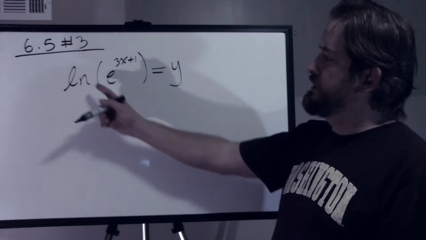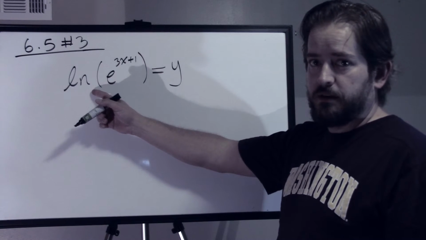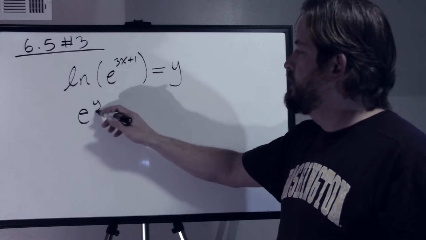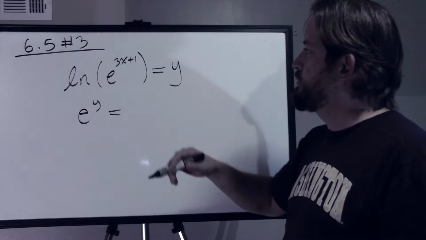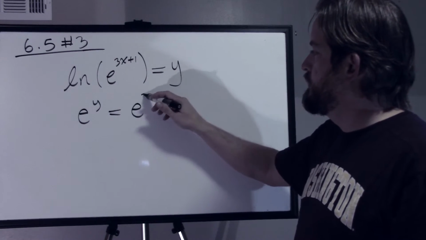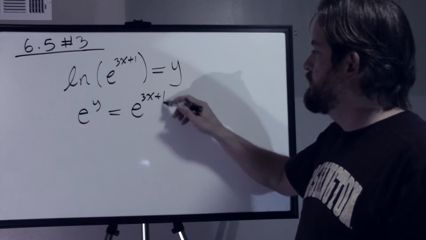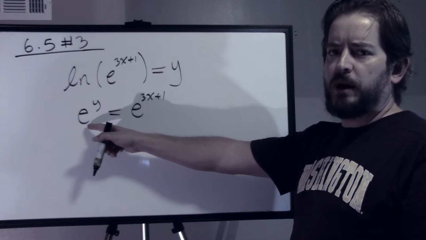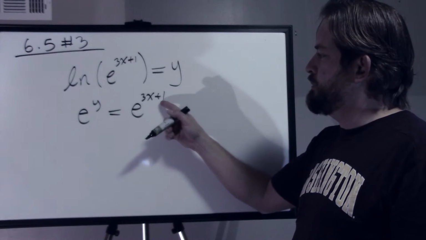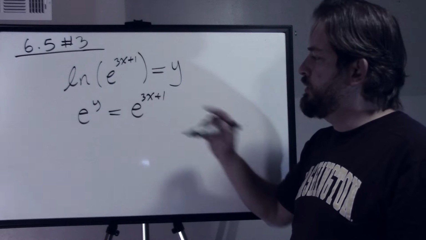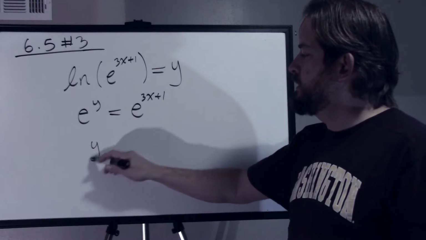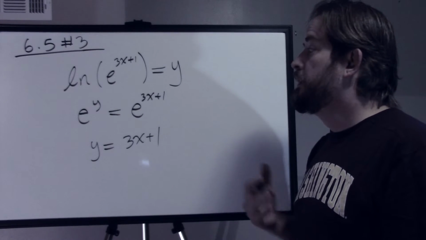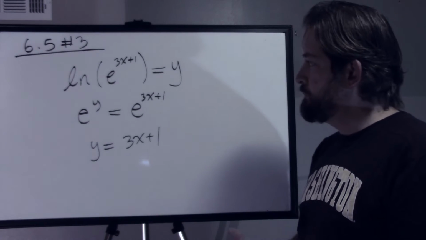If I rewrite this, the natural log has a base of e, and therefore I have e raised to this y is equal to e raised to this 3x plus 1. It then makes sense that the y, which is a power of this e here, has to match the power of 3x plus 1, the power of the e over there. Therefore y has to be equal to 3x plus 1. That's one way of doing it.